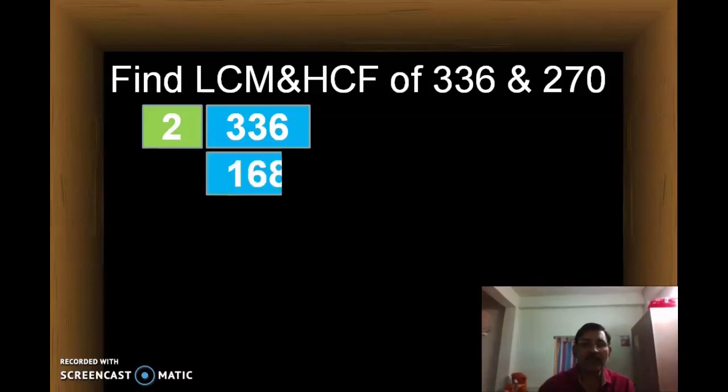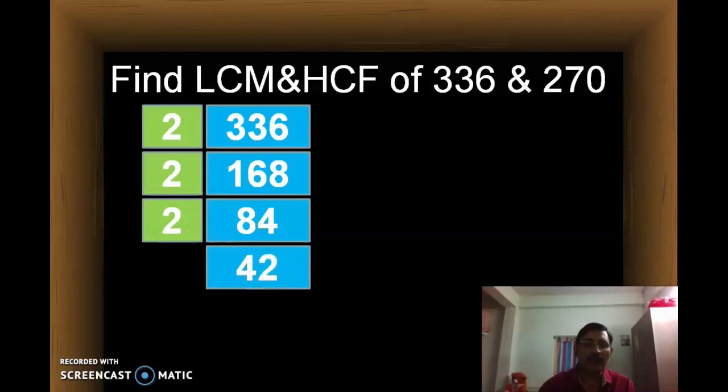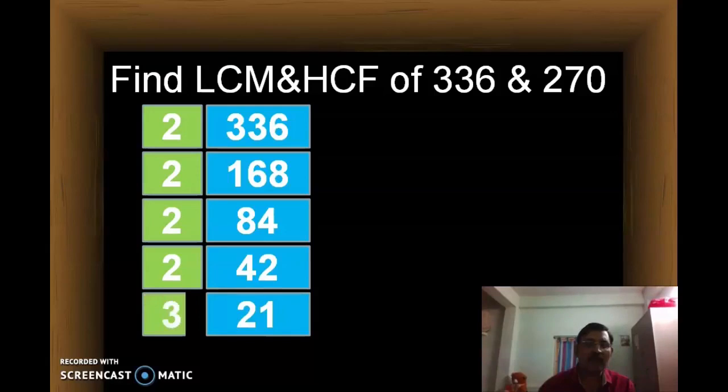If it is divided by 2 we get 168. Again divide it with 2 we get 84. Again divide it with 2 we get 42. Divide with 2 we get 21. And 21 is divided by 3 we get 7. Of course we know that 7 is a prime factor. So for 336 prime factors are 2 power 4 into 3 into 7.